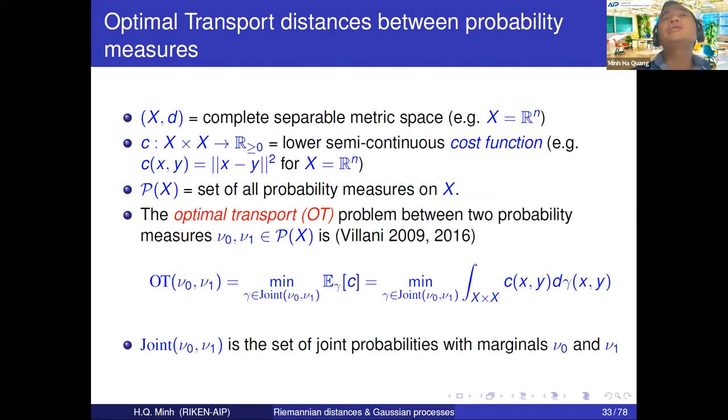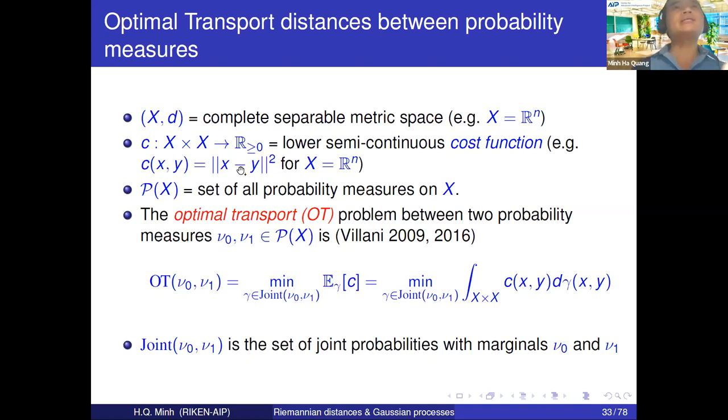between probability measures. This now is a hot topic in machine learning. It was a huge topic in mathematics, of course. It has been studied a lot. So I will just talk about the Gaussian setting. It's a very simple setting, nothing extra. Let's suppose that X is a nice metric space, say X is R^n. And then C, X times X to the non-negative reals, is the cost function. Let's talk about the case of the least square function, the norm of X minus Y squared, on R^n.